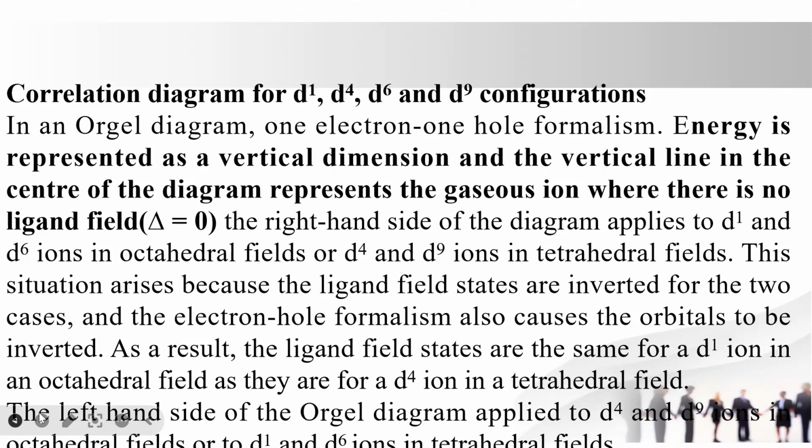This situation arises because the ligand field starts splitting and the states are inverted for the two cases. And one electron, one hole formalism also causes the orbitals to be inverted. As a result, the ligand field states are the same for a D1 ion in the octahedral field as they are for the D4 ion in tetrahedral field. The left-hand side of the Orgel diagram applies to D4 and D9 in octahedral field or D1, D6 ions in tetrahedral field.